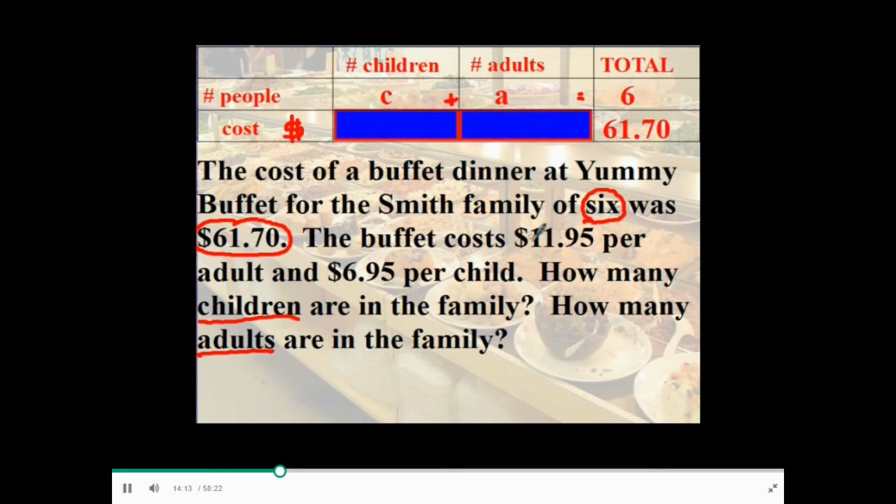Next, let's talk about the costs. Costs have dollar signs, so here's an easy one. $11.95 per adult. So right here, I'm going to put $11.95A. And then on the other side, this is going to be $6.95 per child. So I'm going to take $6.95 and multiply by how many children we have. So that's going to be $6.95C. So all of my children's money that I have to pay plus all of my adult money that I have to pay is going to equal my total, which is $61.70.